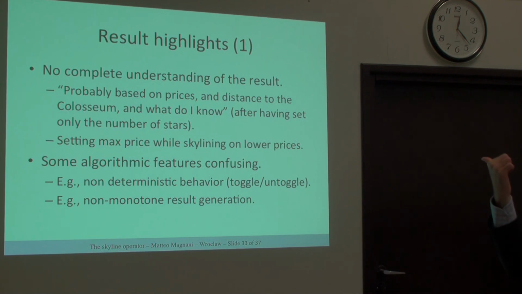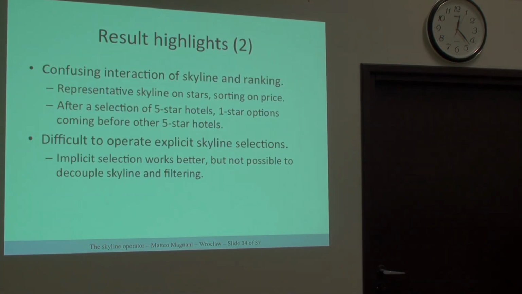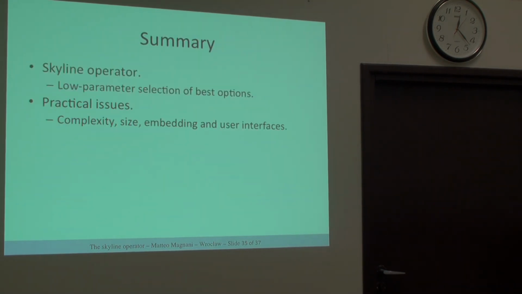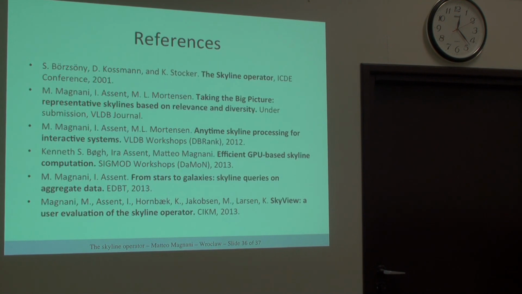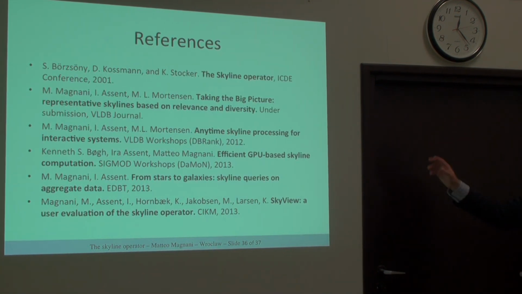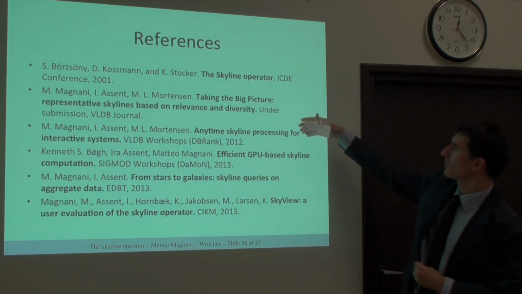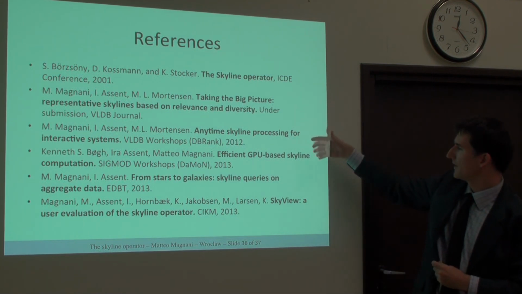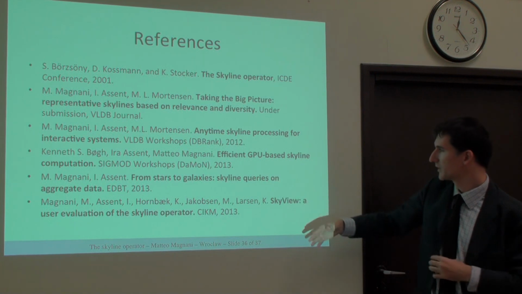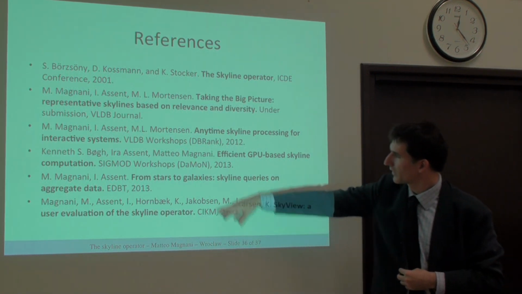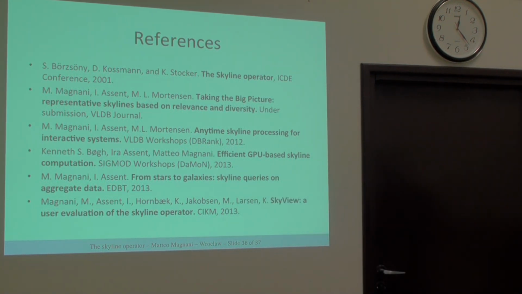Of course, there is a paper full of these things that I'm not going to go into in detail. So this is a summary of references where you can see these things on representativeness, anytime skylines, computational GPUs, aggregate skylines on groups, or user operations. So here you have a range of representation references.